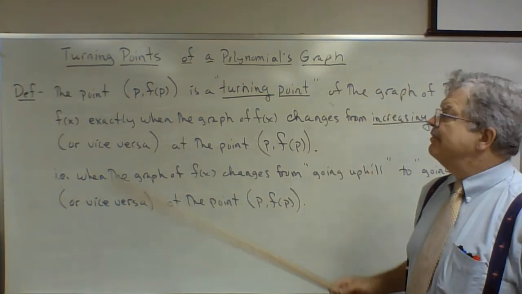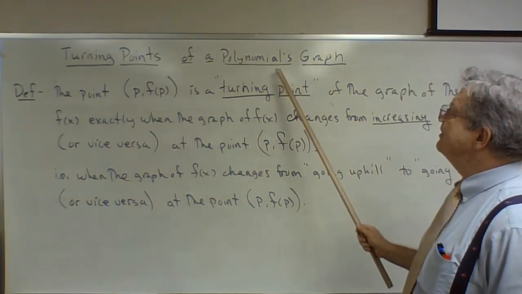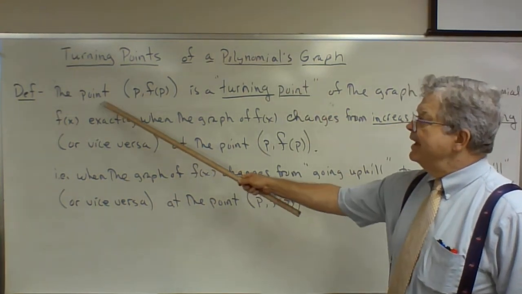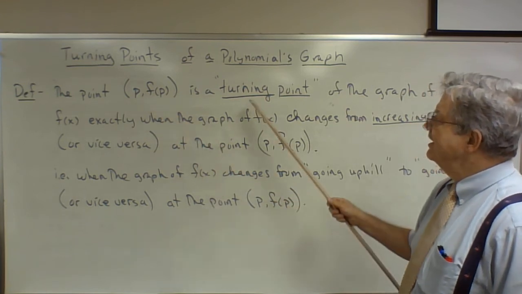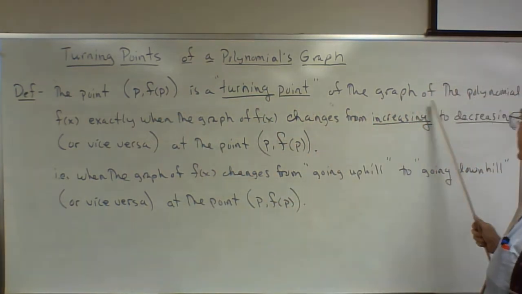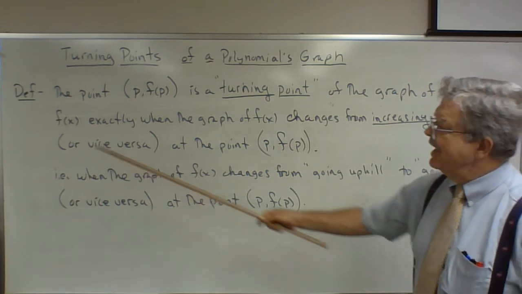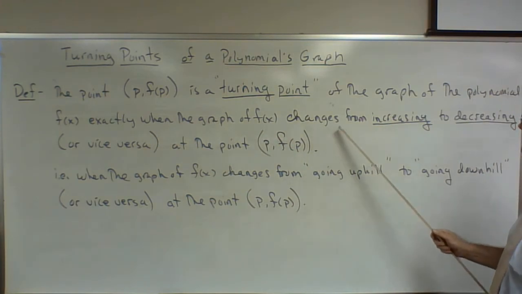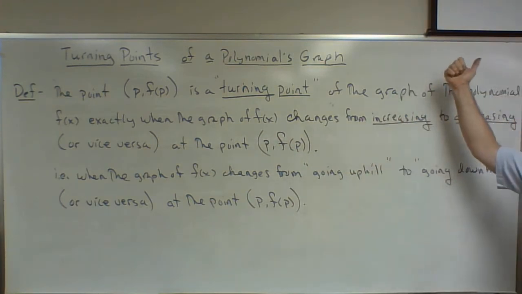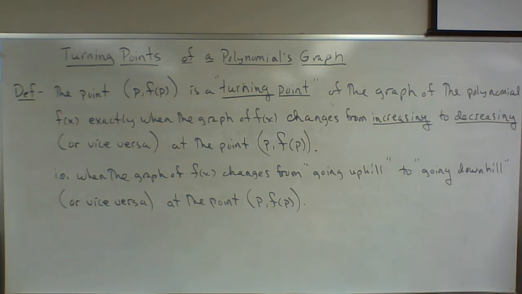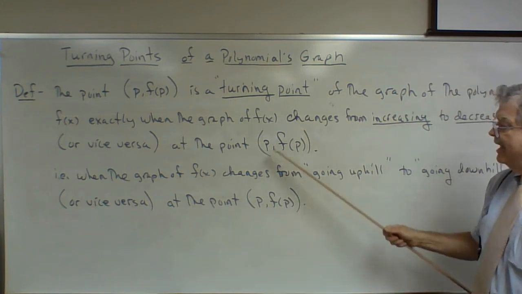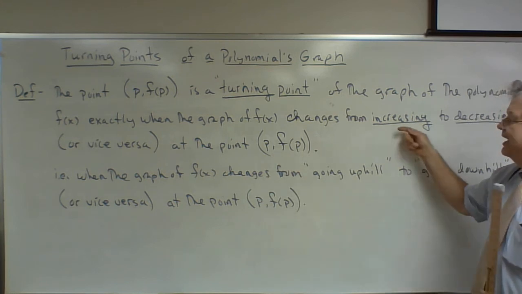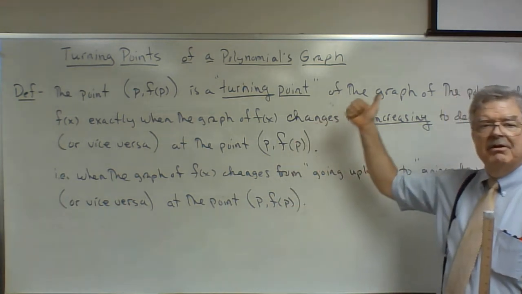Our author or authors talk about turning points of a polynomial's graph. A point P, f of p is a turning point of the graph of the polynomial f of x exactly when the graph of f of x changes from increasing to decreasing, or vice versa, at the point P, f of p. Now remember, increasing means going uphill from left to right.